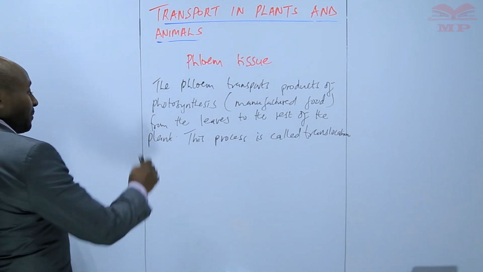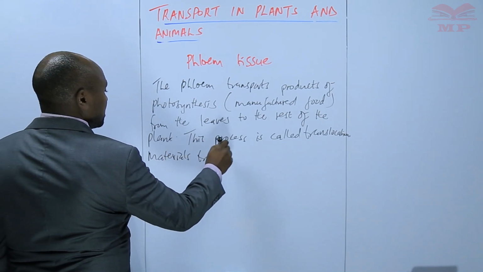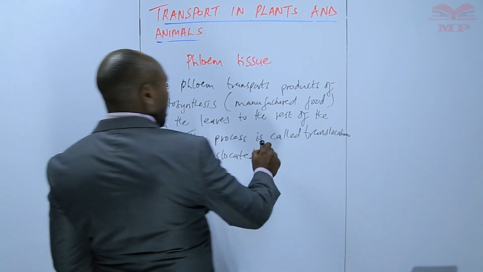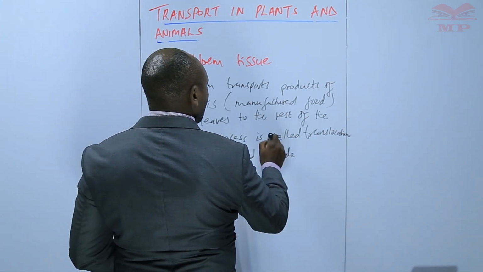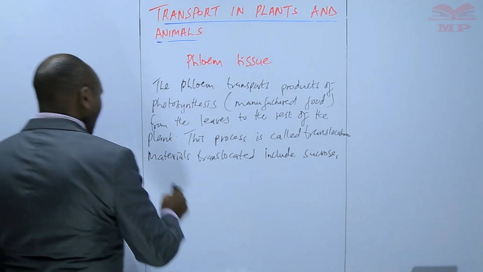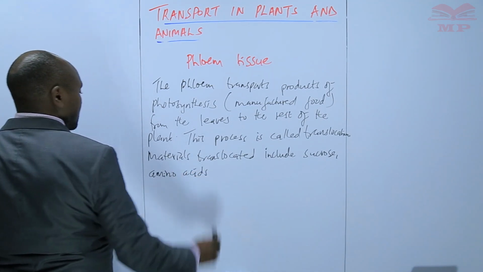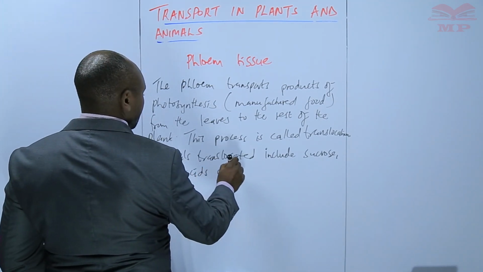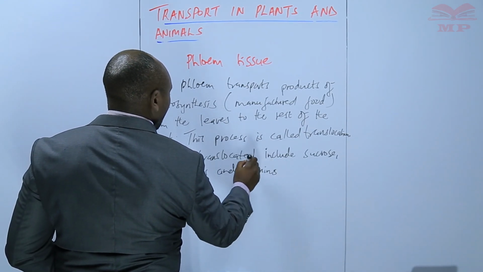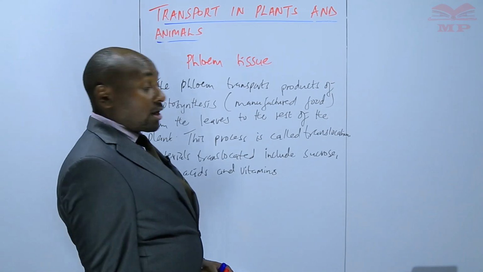Now, the materials that are translocated within the phloem include sugars such as sucrose, amino acids, and vitamins. So basically those are the materials that are transported along the phloem.